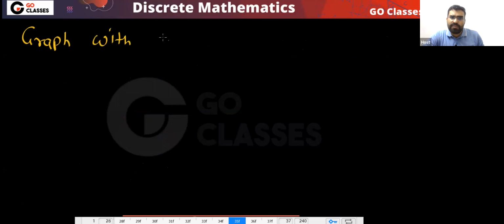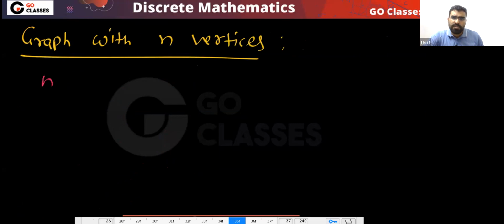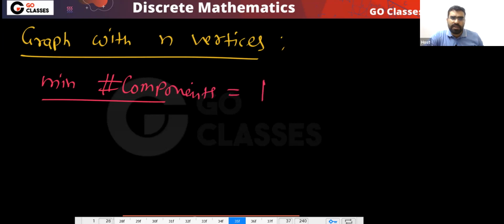If you have a graph with n vertices, what is the maximum number of components? What is the minimum number of components this graph can have? That will be 1. The minimum number of components will be 1. You make a connected graph.